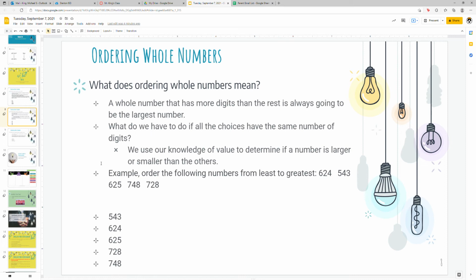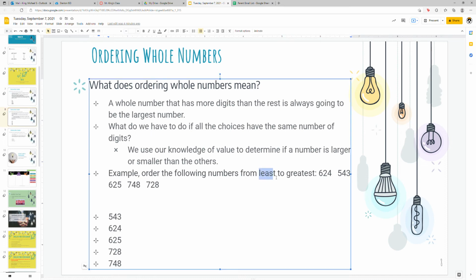So again, what do we have to do if all the choices have the same number of digits? Well, we use our knowledge of value to determine if a number is larger or smaller than the others. So again, here's an example. We're going to order the following numbers from least to greatest. So again, from smallest to largest. I've got 624, 543, 625, 748, and 728.